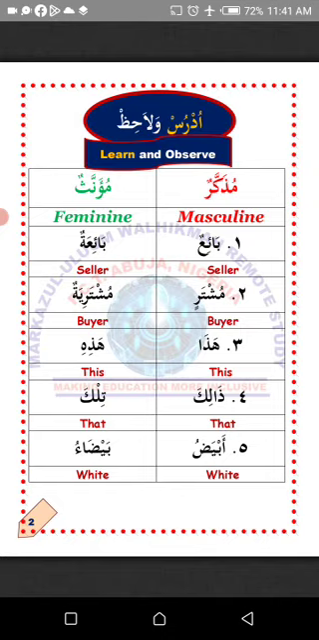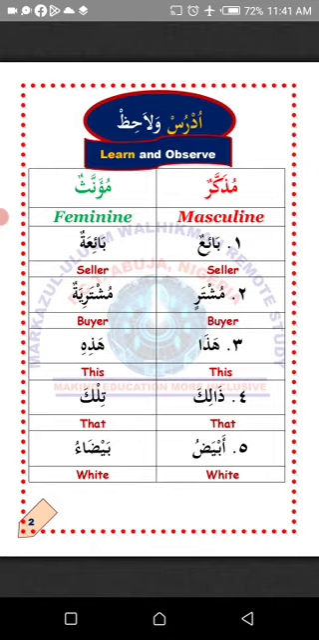Arba, number four. Dhalika, that, for a male person. Tilka, that, for a female person or female object. Hamsa, number five. Abiyad, white. Bayda, white.